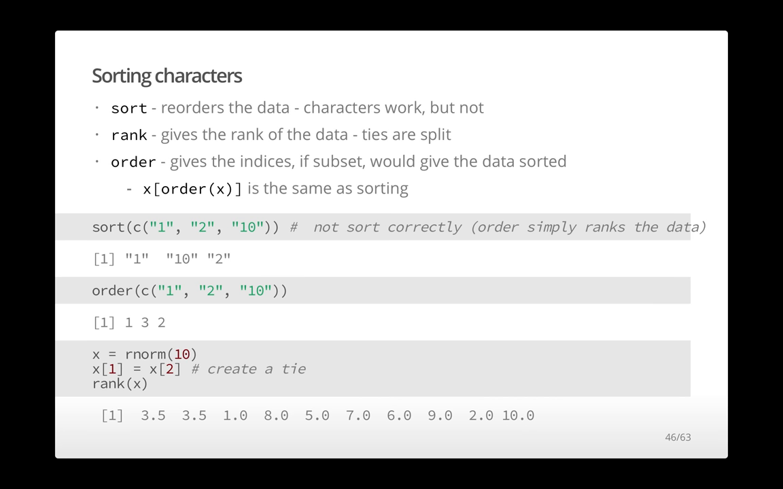So we talked about these in some respects. Sorting characters is a little bit interesting. So sort, we've talked about it, we'll sort the data. Rank gives the rank of the data. Ties are split. So if two things are tied together, and for example the first two are tied, it would split the ranking. If three things are tied, it would be like 3.33, 3.33, 3.33, right? So it does ranking, it does something with ties. So order's a little bit different, but I'm going to skip order for a second and go to sort.